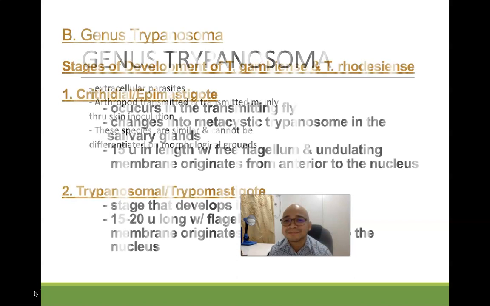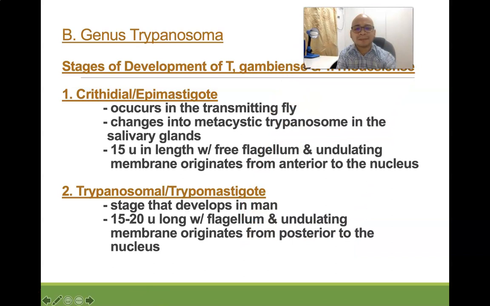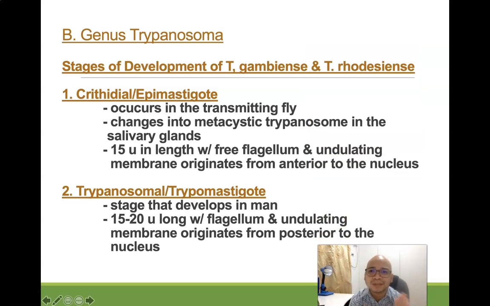So let us discuss the stages of development of Trypanosoma. A while ago, we discussed amastigote and promastigote. Amastigote means that it doesn't have a flagellum yet, and promastigote has a single flagellum. Okay, so here for Trypanosoma, we have the so-called epimastigote, otherwise known as the crithidial stage, and then the trypomastigote, otherwise known as the trypanosomal stage.